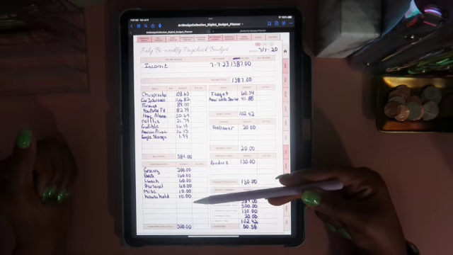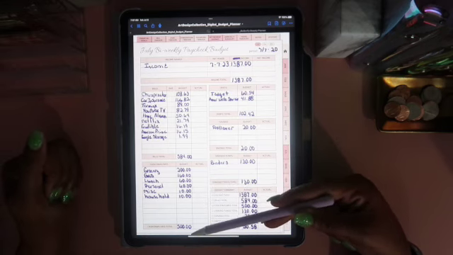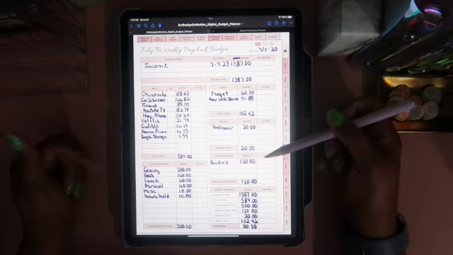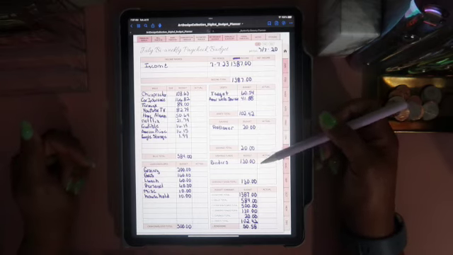In our cash envelopes, I budgeted $200 for groceries, $160 for gas, $60 for lunch, $60 for personal, $10 for miscellaneous, and $10 for household. That came up to $500. In our savings, we budgeted $20 for rollover, and in our sinking funds, we budgeted $130.